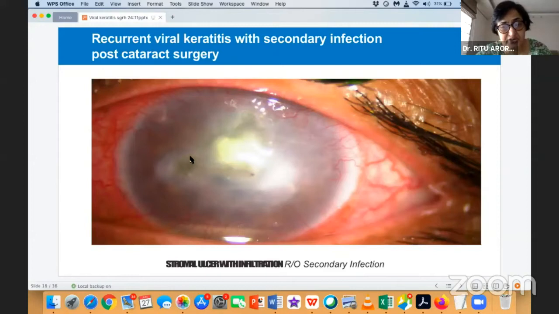Another not so uncommon condition is when you may operate a phaco on a simple corneal scar, or I've had patients who have had glaucoma surgery with a corneal scar, and post-op steroids are given, and then there is a flaring of the viral keratitis. They may be secondarily infected with hypopyon.